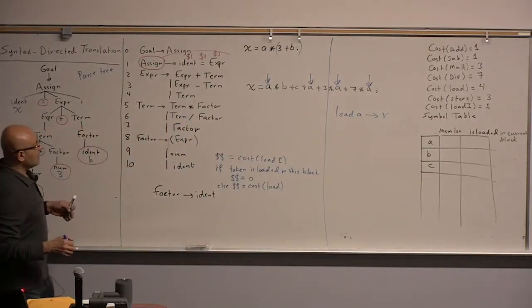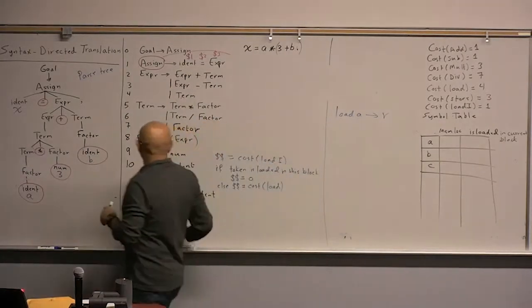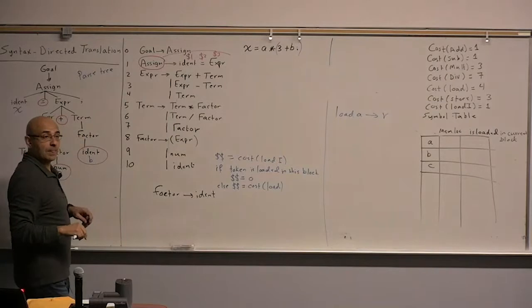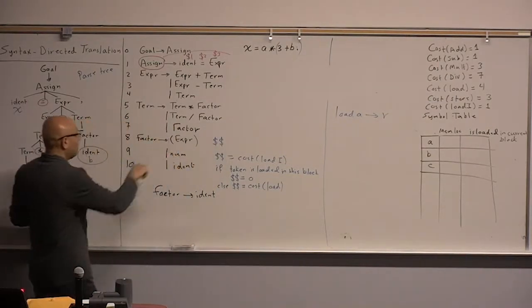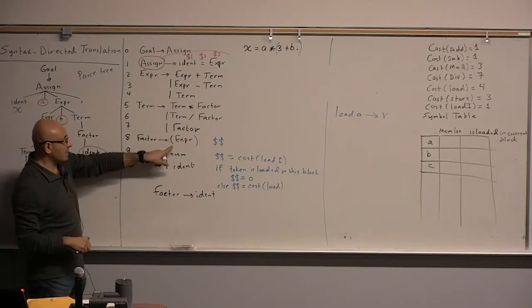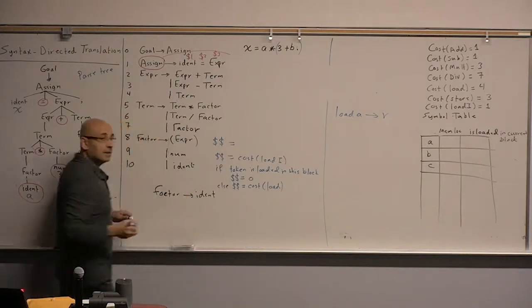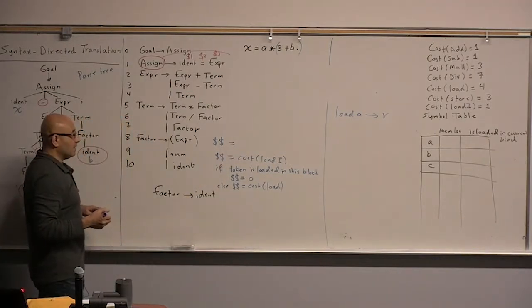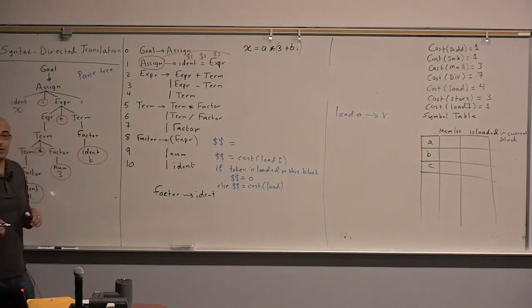Okay, now the interesting stuff. Now what should we do here? The cost of a factor is just the cost of the expression, because these are just open parentheses and closed parentheses. And how do we express this? $$ equals. How do we express this using the $ notation?